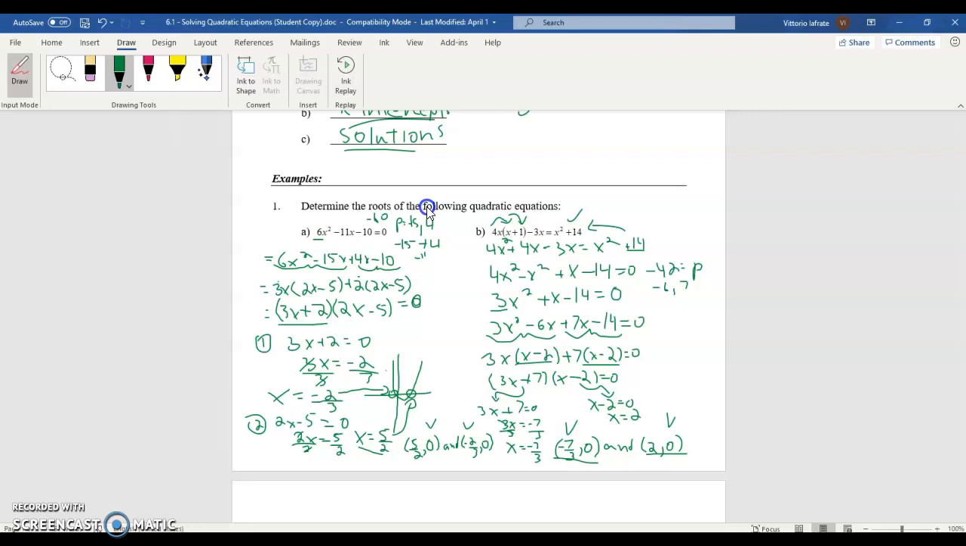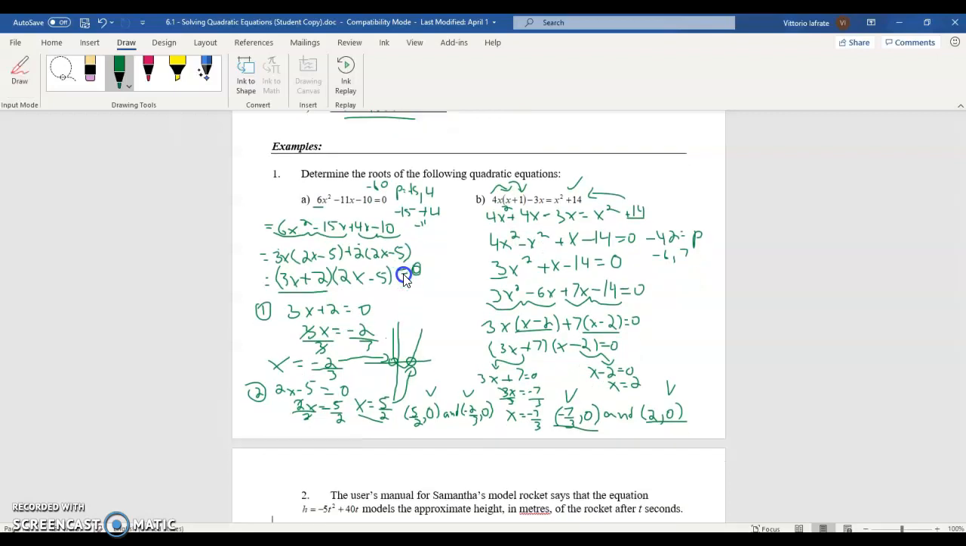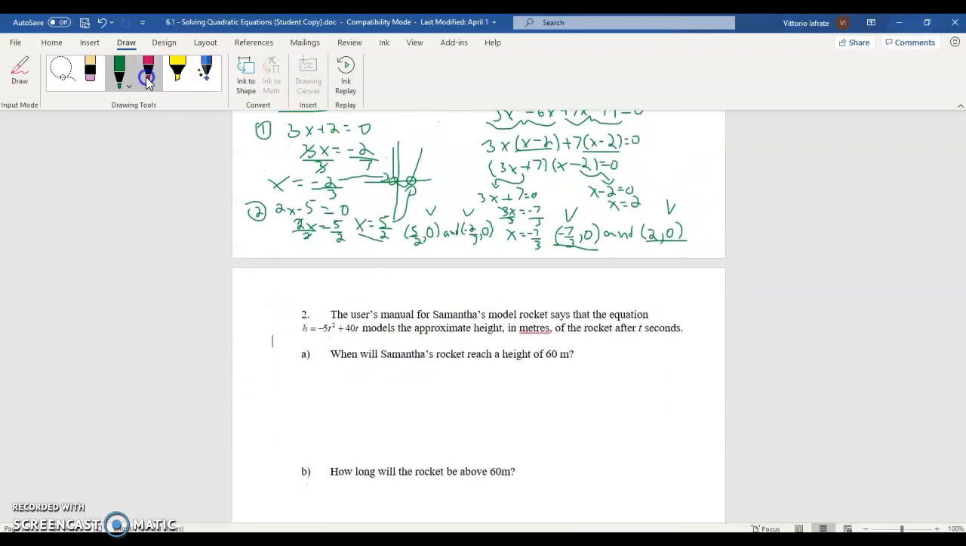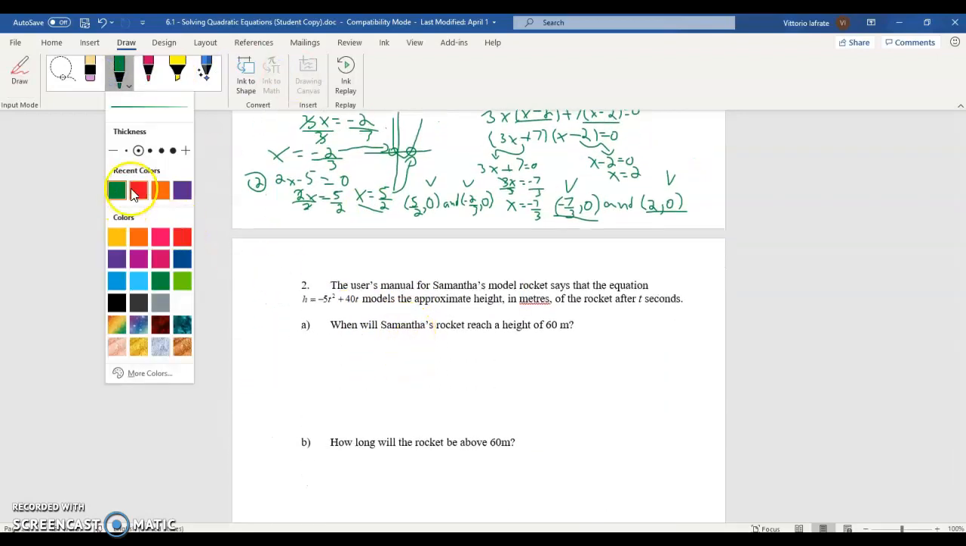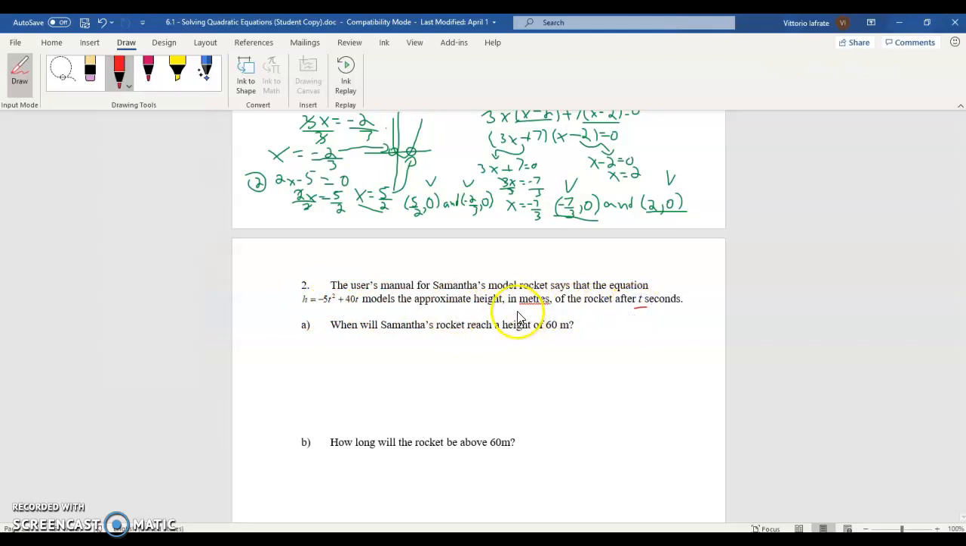So next we're going to do a word problem. We won't have time to finish it in this video, but at least we'll have time to start it so we can see how this all applies to practical situations. So here we are. Let's do this word problem here. The user manual for Samantha's model rocket says that the equation h is equal to negative 5t squared plus 40t models the approximate height in meters of the rocket after t seconds. So look at those units carefully. When will Samantha's rocket reach a height of 60 meters?